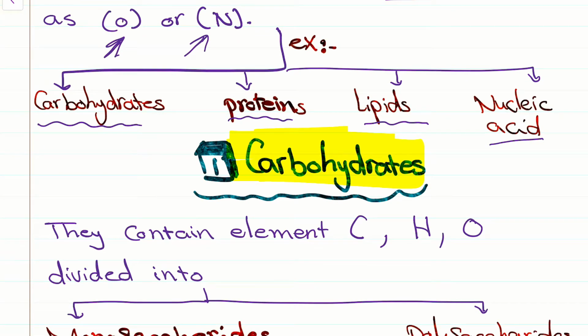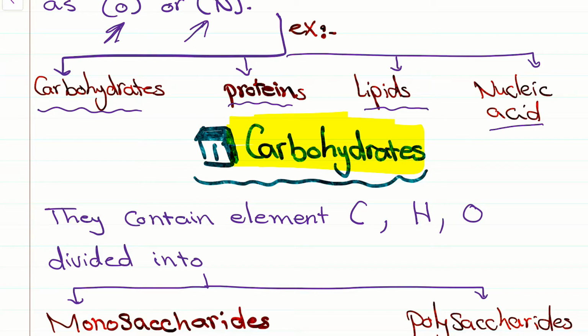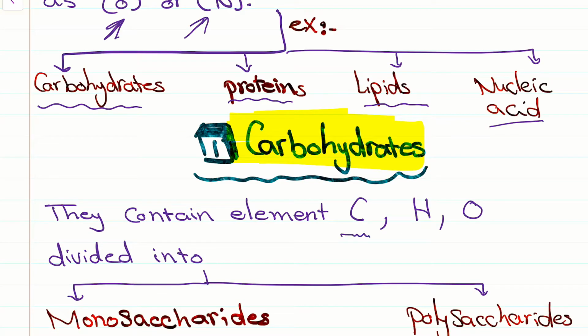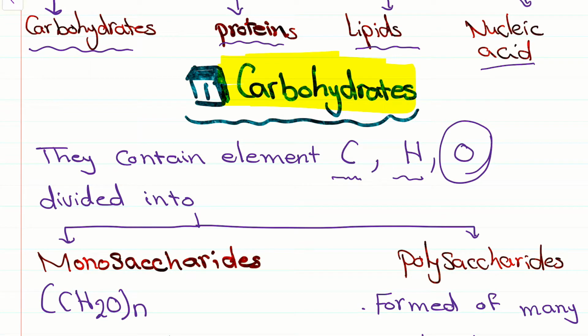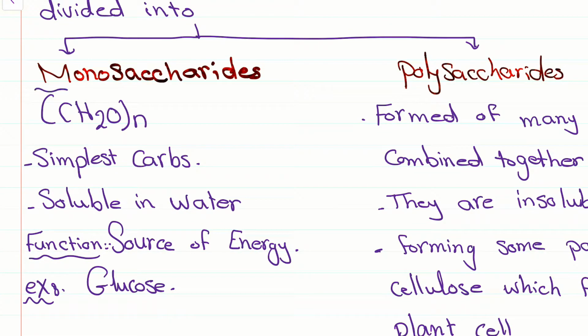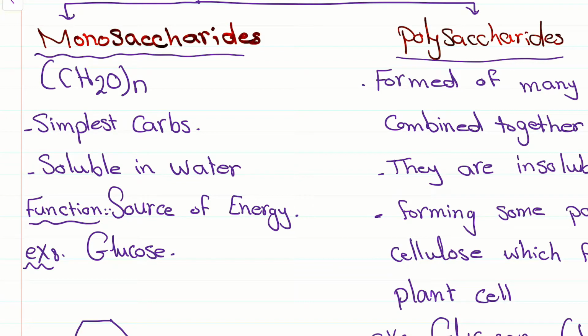Firstly, the carbohydrates. Because they are biological molecules, or organic molecules, they contain carbon, hydrogen, and also oxygen. Carbohydrates can be classified into monosaccharides and polysaccharides. By the way, we have another classification according to the number of sugars: monosaccharides, disaccharides, and polysaccharides. But according to your lesson, we have only two classifications: mono- and polysaccharides.